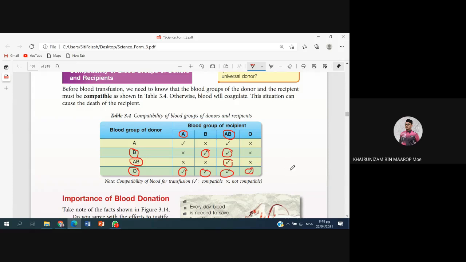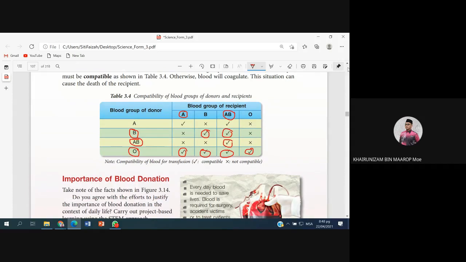Begitu. Maksudnya, ramai yang kebanyakan orang berdarah O.